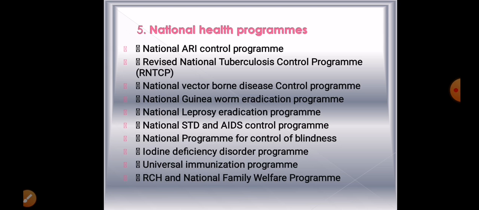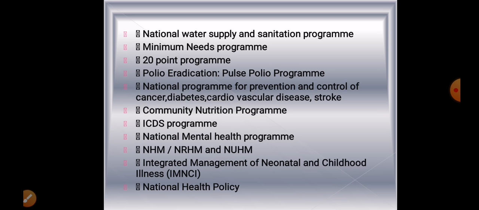So here you can see, I'm not going to read all this. I hope you can read one by one. These are all various national health programs. Don't worry, all these programs we are going to study in depth in the coming class. Only NRHM we have studied here, the National Health Mission. It has two parts, National Rural Health Mission and National Urban Health Mission.